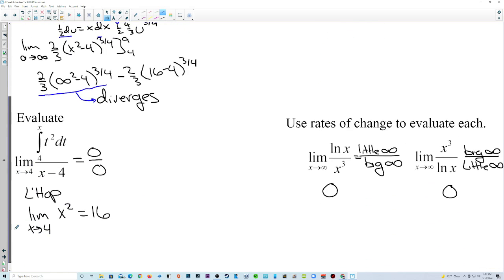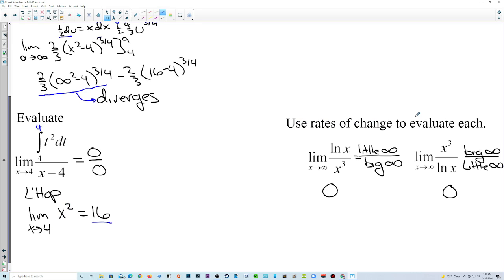Evaluate. Limit as x approaches 4 of this. Well, if you plug 4 in the top, integrating from 4 to 4 is 0, and 4 minus 4 is certainly 0, so there's your indeterminate form. We use L'Hopital's, limit as x approaches 4. The derivative of the top, the derivative of the integral, is x squared. And then the derivative of the bottom is 1. So it ends up being x squared. We plug 4 in there, and you end up with 16.